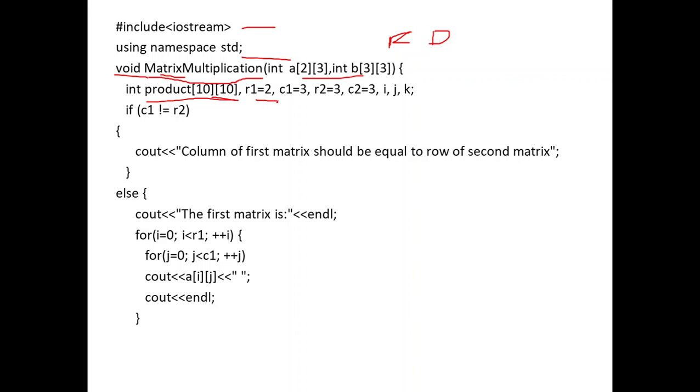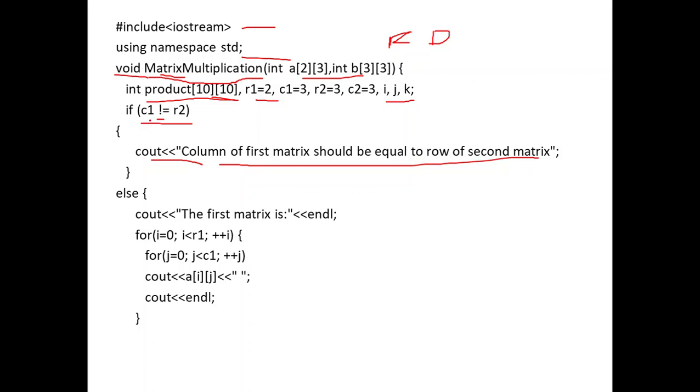And R1 is the row value of the first matrix, 2, and column value 3; the next matrix has row value and column value 3, and we are declaring i, j, k. So this is the data declaration, and this is the function declaration, and this is the condition we have to check. If the column of the first is not equal to the row of the second matrix, then the output will be like this: cout column of the first matrix should be equal to row of the second matrix, otherwise the matrix cannot be multiplied. So we can write it in this way.